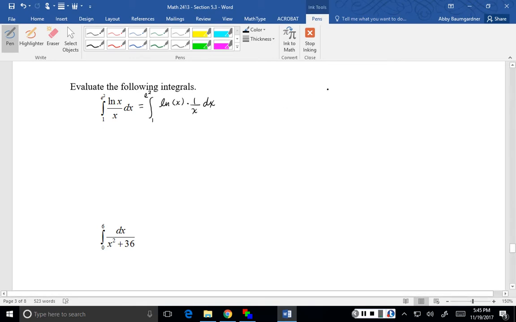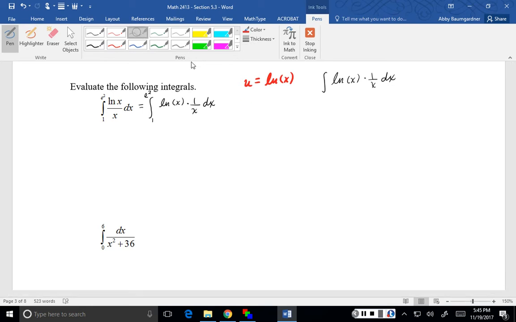All right, one way you could handle this is you could say, forget the bounds. Let's just do this as an indefinite integral. If that's the case, you would let u equal ln of x. du would be 1 over x dx.